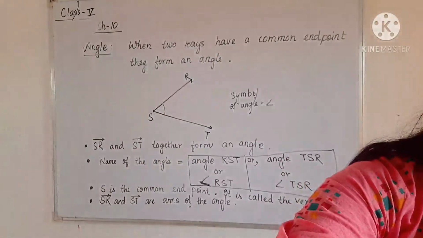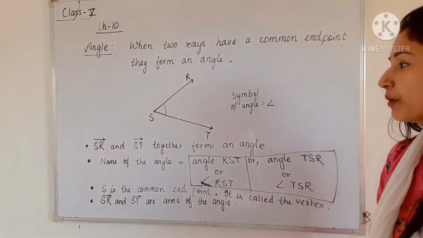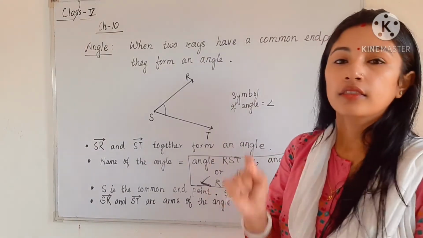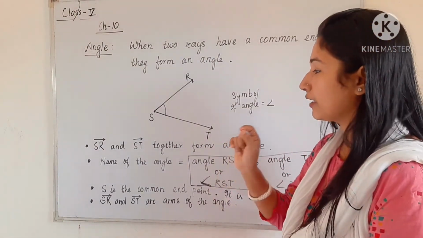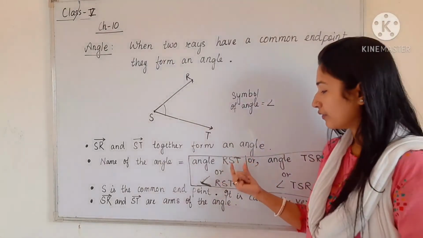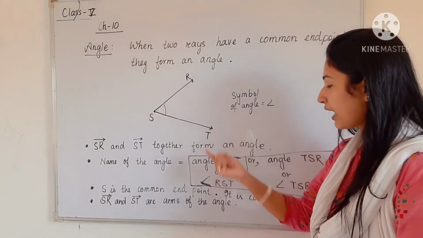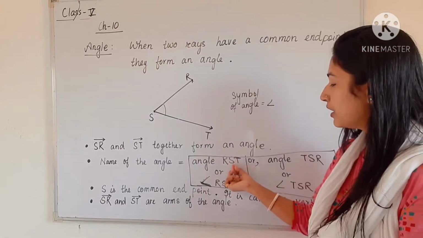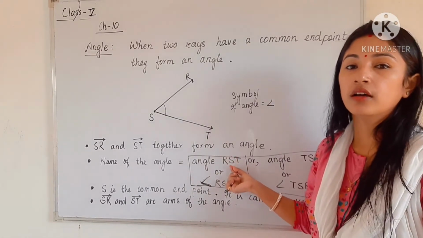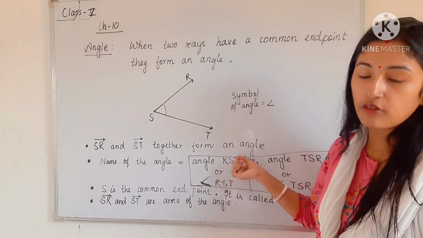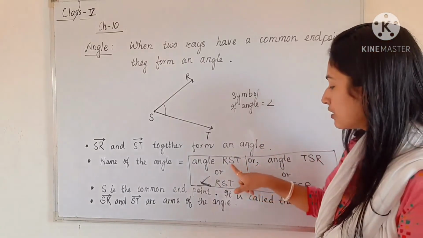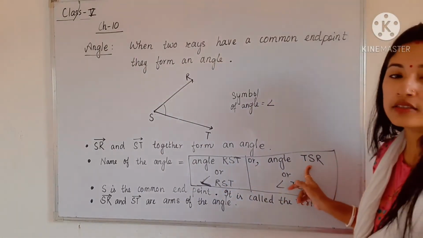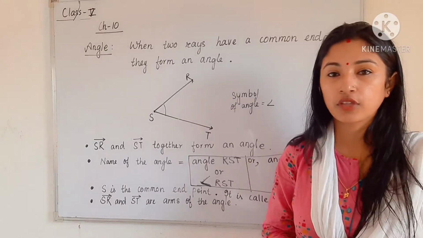One more point you have to remember: we have to name an angle using 3 letters, and in the 3 letters, the middle letter denotes the vertex of the angle. So this S is the vertex. Here also you can see the middle one is S, and this is the vertex of the angle.